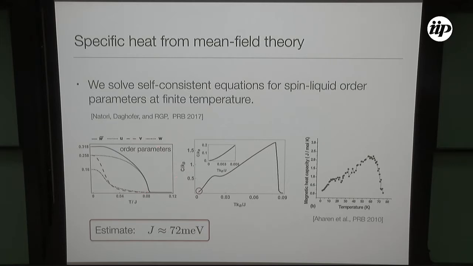And if you use these order parameters to compute the specific heat at finite temperature, you get a curve like this. So the specific heat would drop here at this critical temperature. And on this side, I'm showing the experimental plot for barium yttrium molybdenum oxide that I had before. If you agree that this looks like the experimental result, we can use this sharp drop of the specific heat to fix the only energy scale of our Hamiltonian. That's the exchange interaction J, which here would be of order 72 milli-electron volts, and use this estimate to compare with the other experiments.